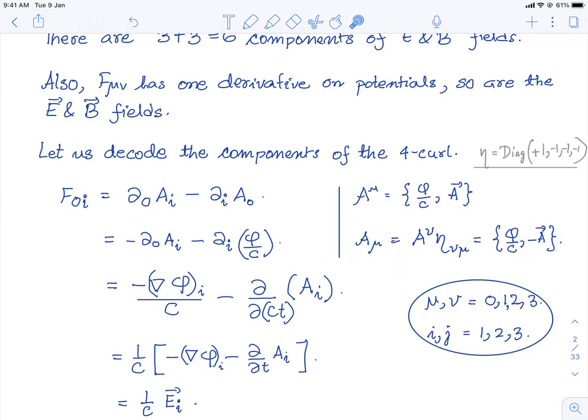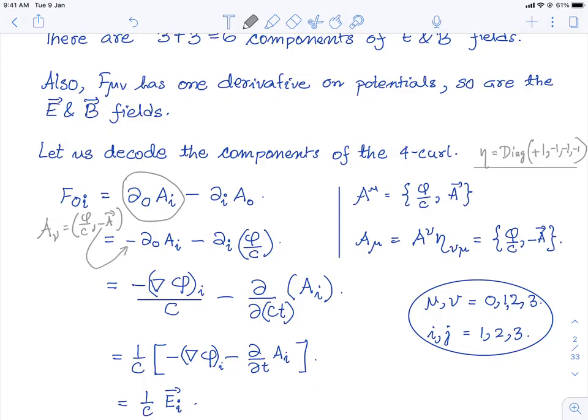I hope it is clear. Let me write it here because this can cause a little bit of confusion. Let me write it here to remind you that A_nu is basically phi by c minus the vector A. And that basically is responsible for this sign here. This minus sign is responsible for the sign here.